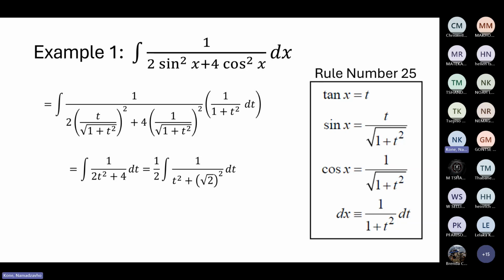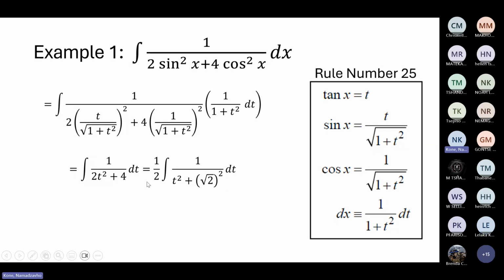Come on, guys. You don't have to take time for this. It's rule number 25. Where there's a t, it's your f of x. Where there's an a, it's your square root of 2. And give me rule number 25, the right-hand side. It's 1 over 2 square root of 2. Yes. Arc tan into brackets f of x is t, which is tan x, over the square root of 2 plus c.